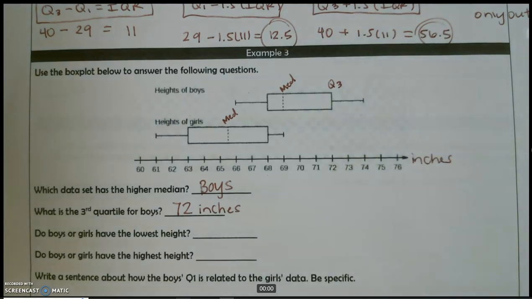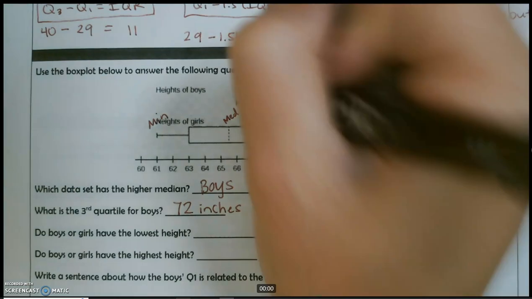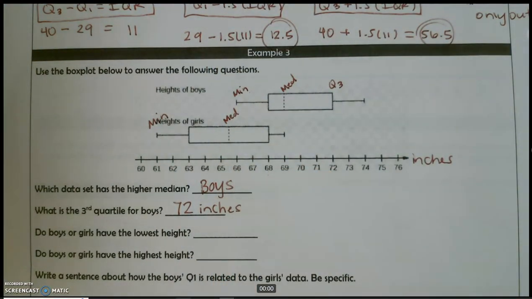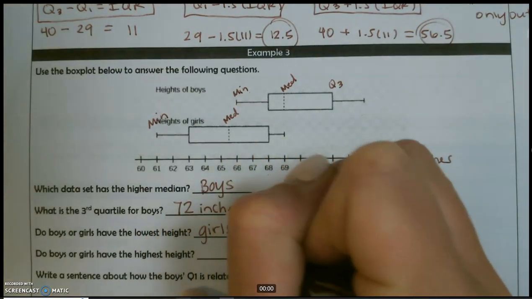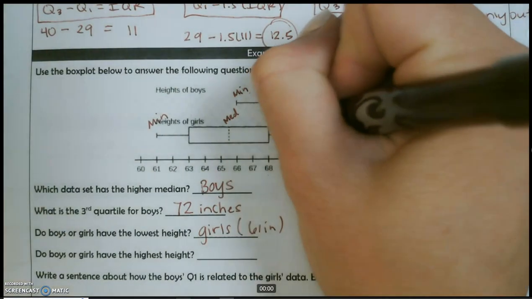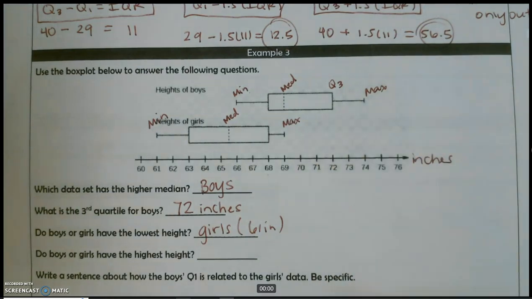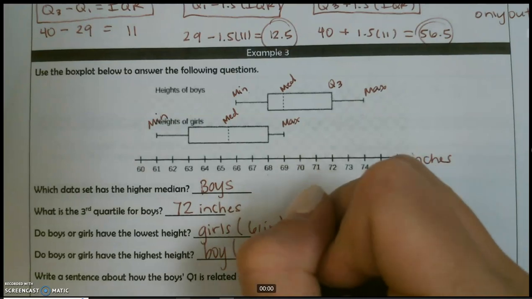Do boys or girls have the lowest height? Well, if we look at the minimum for girls is at 61, where the minimum for boys is at about 66-ish. So I would say girls at about 61 inches have the lowest height. Do boys or girls have the highest height? Well, let's look at the maximum for that. So maximum. Looks like the boys have the highest one. So, and that's about at 74 inches.